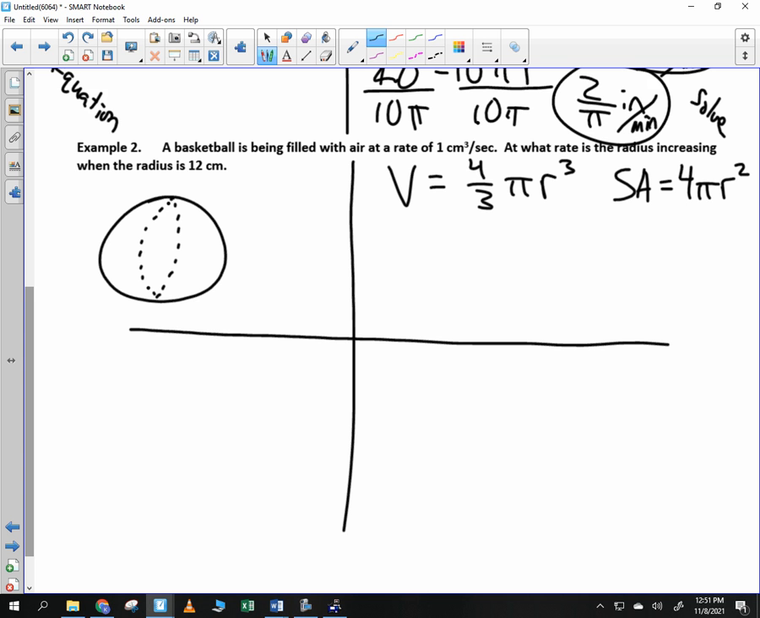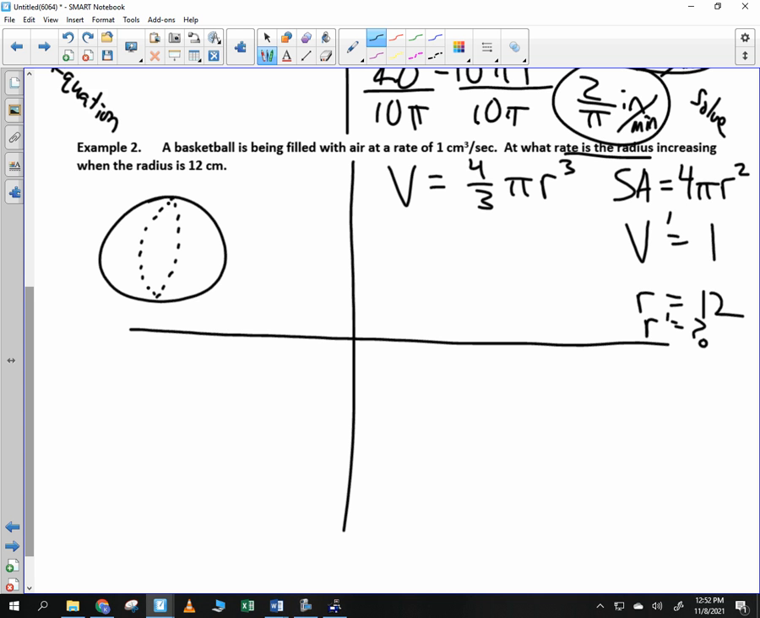Okay, let's write down some things that we know. What are you given in this problem? What is 1? Is 1 the volume or the volume prime? Volume prime. Because it's a rate, it's per second. What else do you know in this problem? The radius is 12. And what's it asking us to find? The rate the radius is increasing. So that means we're looking for r prime. So I'm just going to write r prime question mark. That's what we're looking for, trying to find it. Okay.